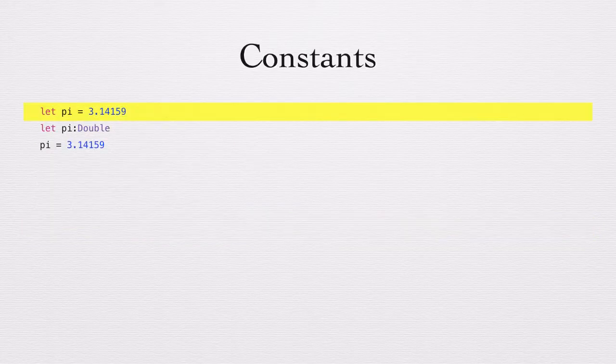You declare a constant with the keyword let. Like variables, you do not have to specify the data type. The compiler infers it from the assignment. You must assign a value at the time of declaration of a constant, otherwise a compile time error occurs.